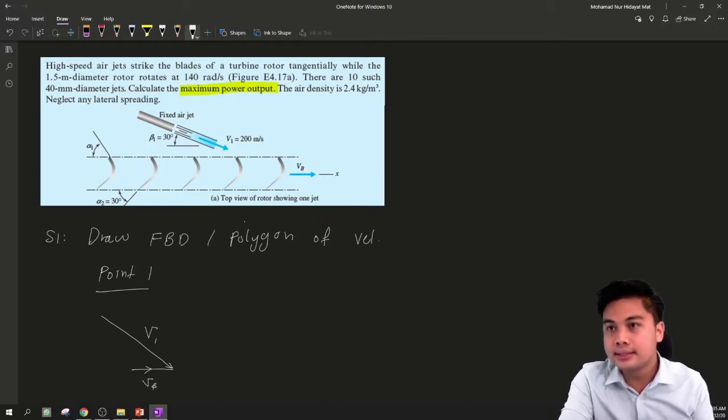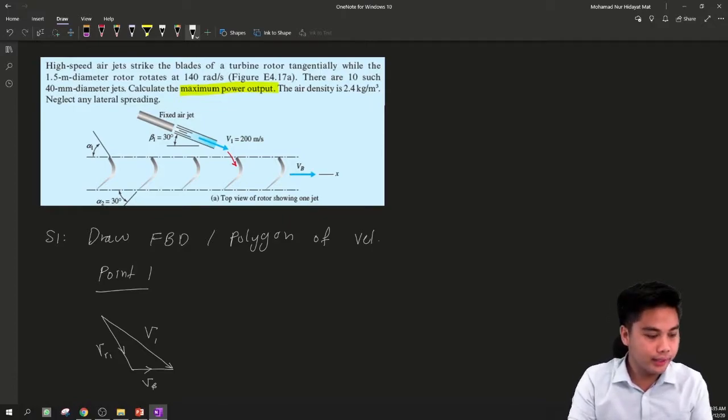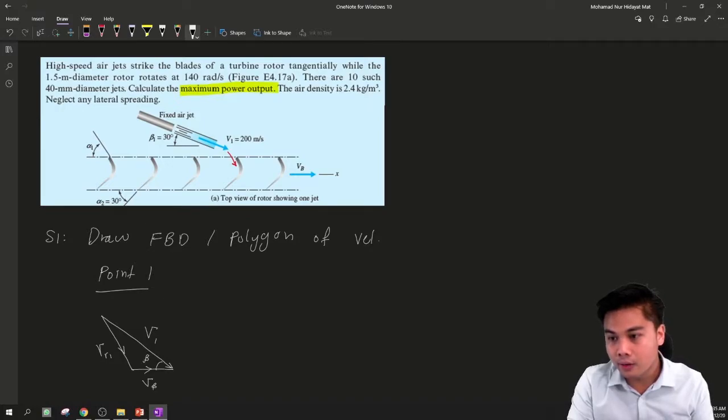And then once the water enters this region, it will be in this direction because it follows the inlet of this vane. So this is the inlet of vane, which we call VR1, relative to point 1. The angle of V1 we refer to as beta 1 here, and it is given as 30.